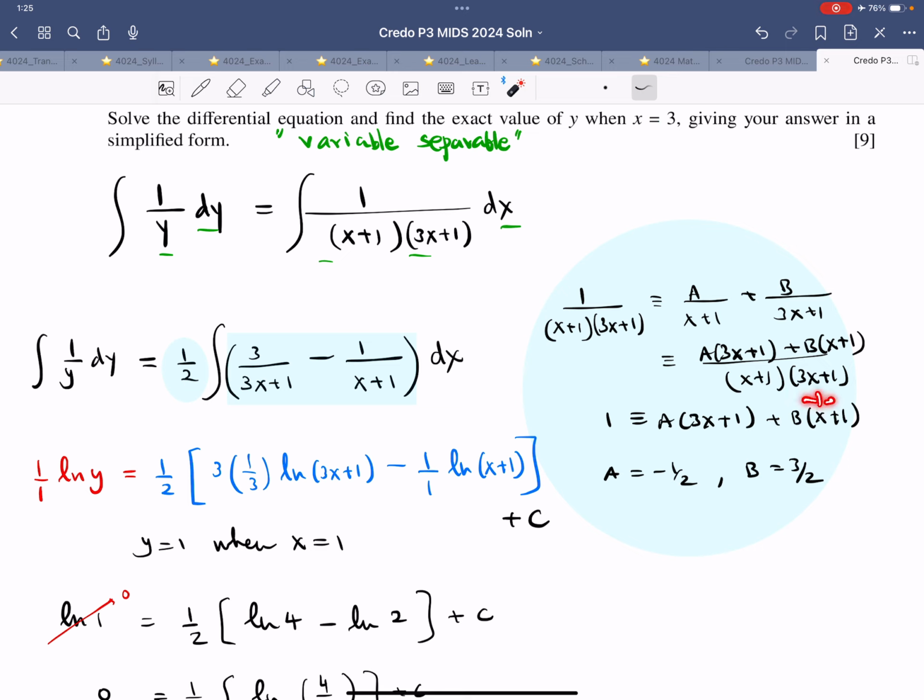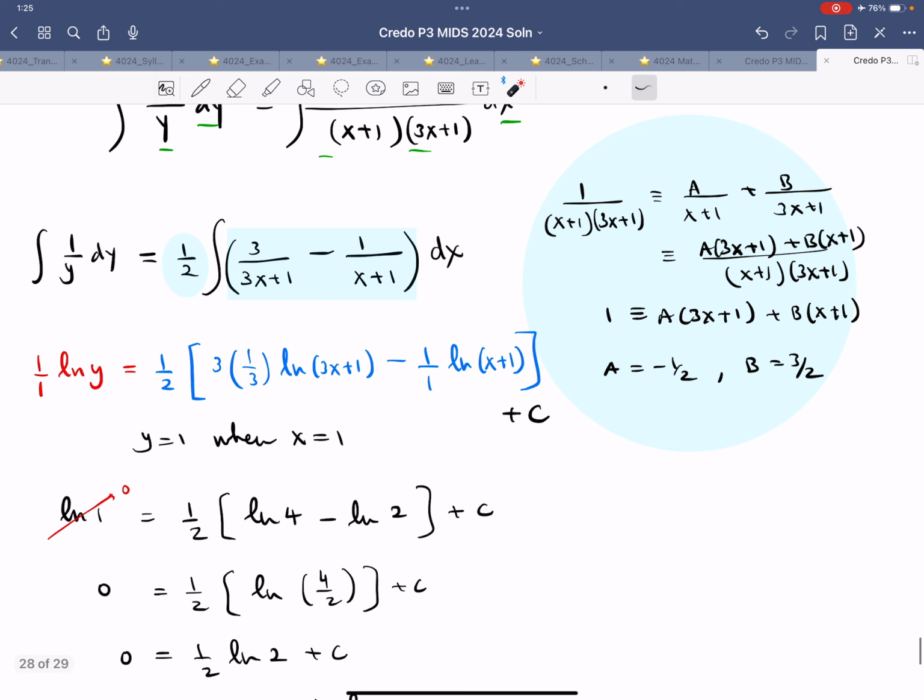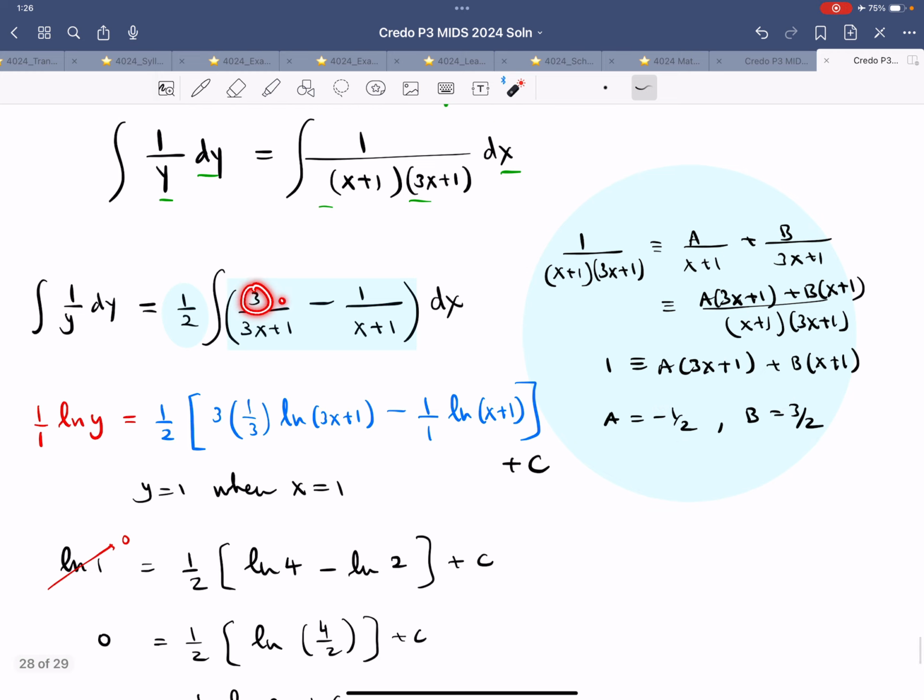Let x is equal to -1, we'll find the value of a. Let x be any other value, we find the value of b. I've skipped that step and just shown this working right over here. And this is what I get. So now this is -1/2, this is +3/2. I've written the +3 first, the -1 later. I have taken this half, the 2 of the denominator, common out. Simplify as much as possible.